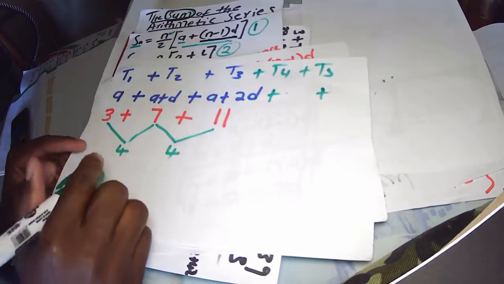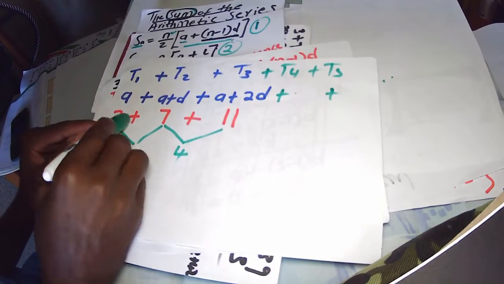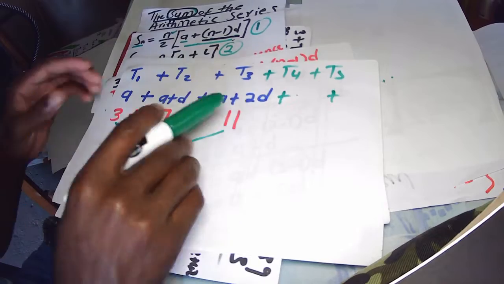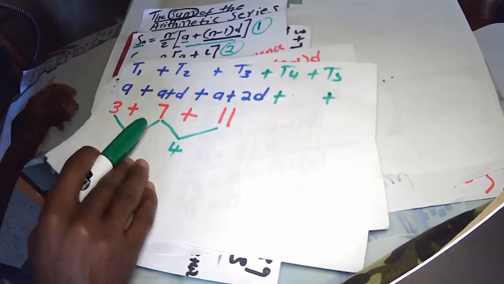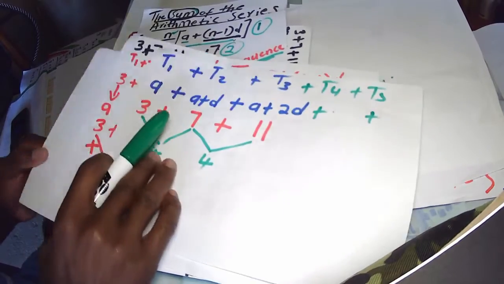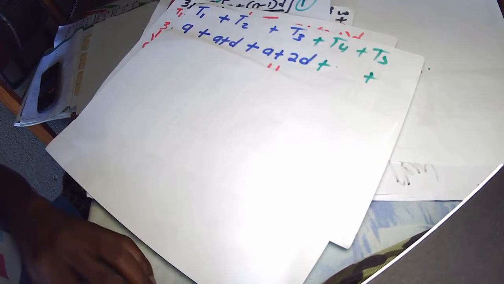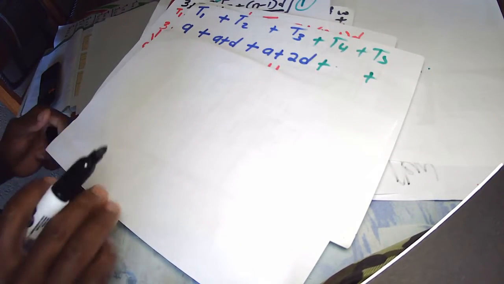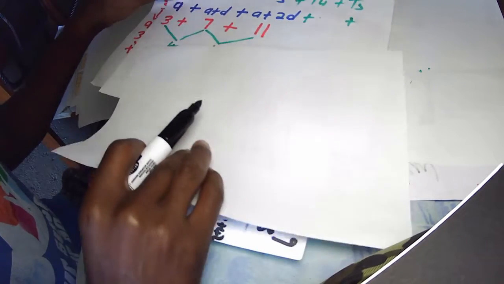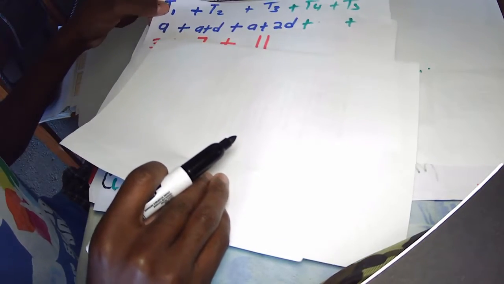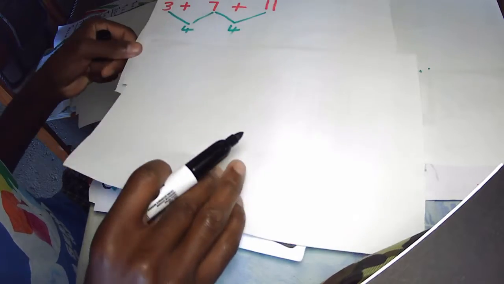So what about getting the sum? We add these back and forth. Now let us try to apply that for this. We want to get the sum. Let us try and get the sum.